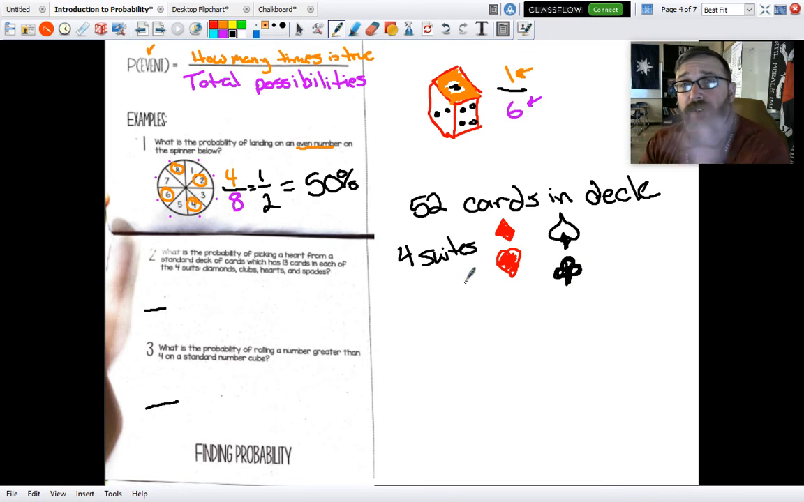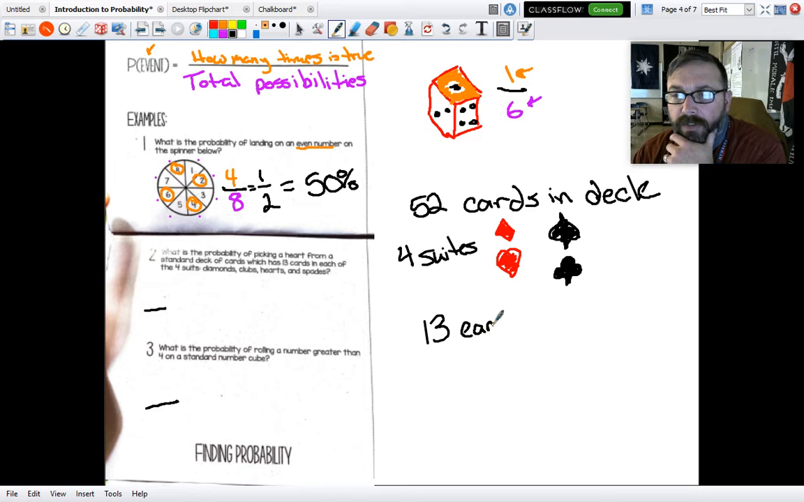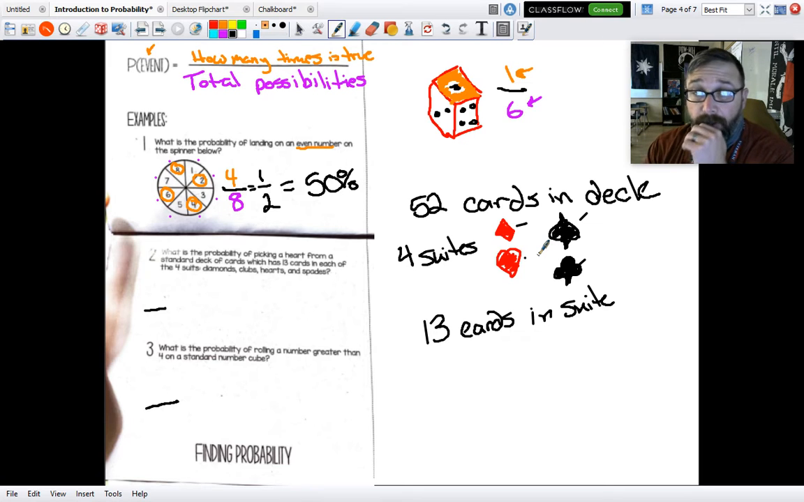Okay, and you'll notice that I drew them specifically red and black, and that's because on the cards, they are red and black. And that's important because you need to know which ones are which, okay? The other thing you need to know is that there are 13 cards in a suit. So there are 13 spades, 13 clubs, 13 diamonds, and 13 hearts, just the way it's going to go.